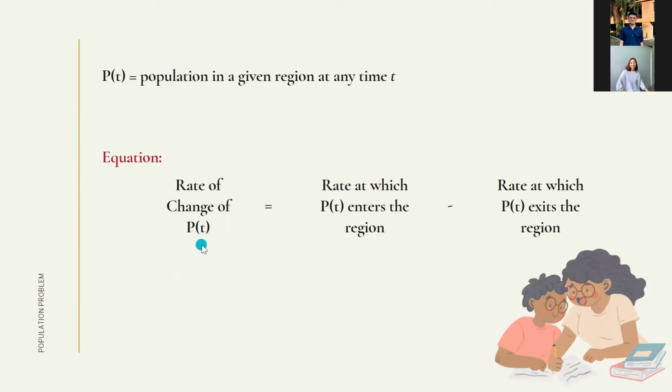We use the rate of change of P(t) equals the rate at which P(t) enters the region minus the rate at which P(t) exits the region. Here, the rate of change of P(t) is the derivative. For population problems, all the ways for a population to enter the region are included in the entering rate. Birth rate and migration into the region are examples of terms that would go into the rate at which the population enters the region. Likewise, all the ways for a population to leave an area will be included in the exiting rate. Therefore, things like death rate, migration out, and predation are examples of terms that would go into the rate at which the population exits the area.